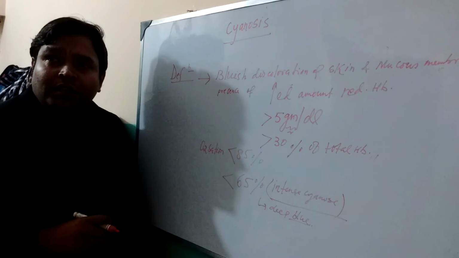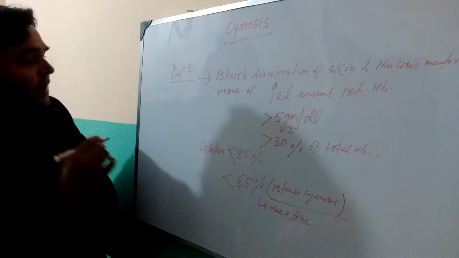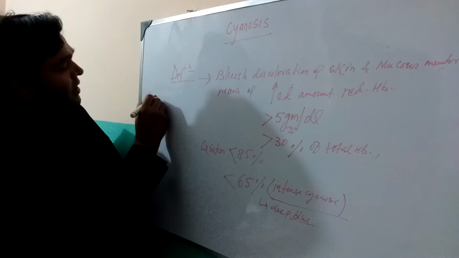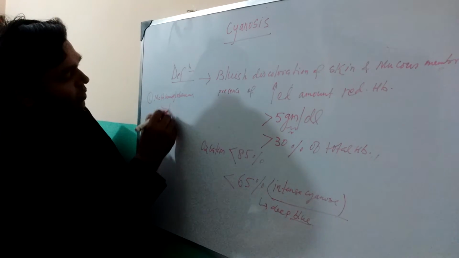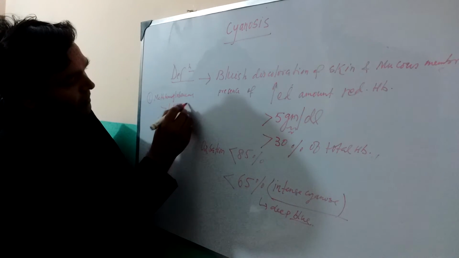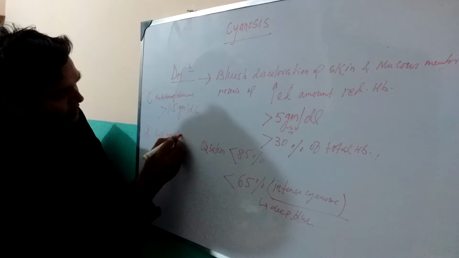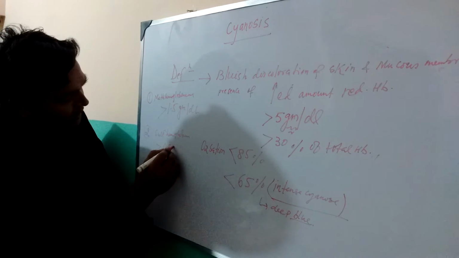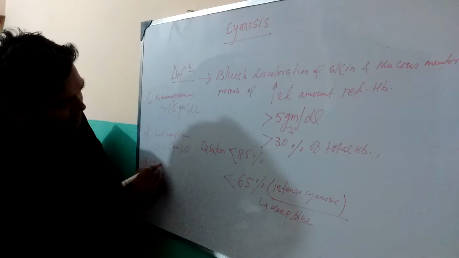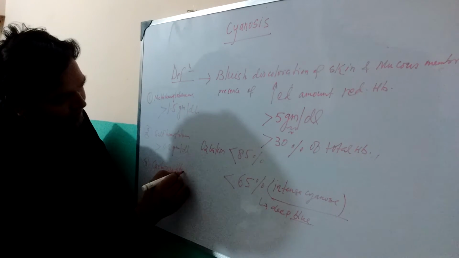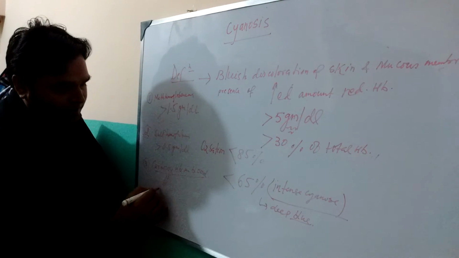There are other abnormal hemoglobin pigments in the blood that also mimic cyanosis. Methemoglobinemia, when it is present at more than 1.5 gram per dL, and sulfhemoglobinemia, when it is present at more than 0.5 gram per dL, and the presence of carboxyhemoglobin in the blood also mimic cyanosis. Carboxyhemoglobin is most commonly present in a smoker.